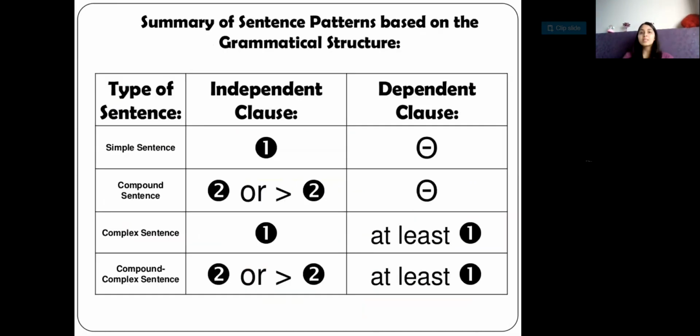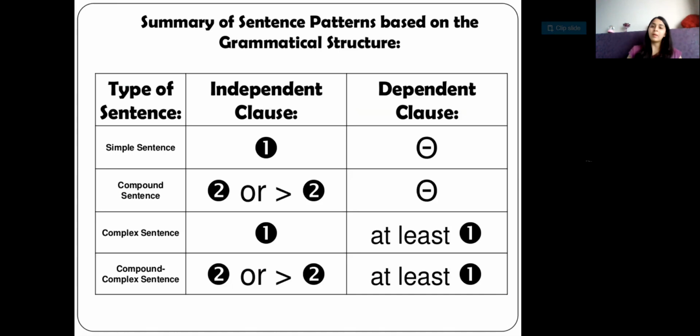So let's see the summary of the sentences together in the grammatical structure, because this is a little more complicated. We have a simple sentence which has an independent clause but no dependent. So one independent clause. A compound sentence has independent clauses, sometimes two or more. A compound sentence does not have dependent clauses. Remember this.